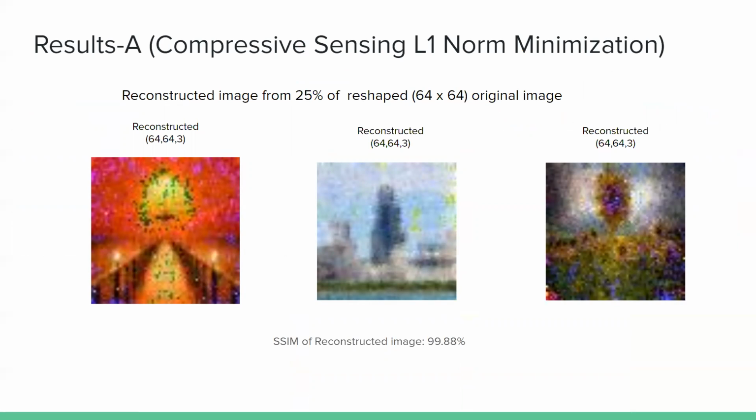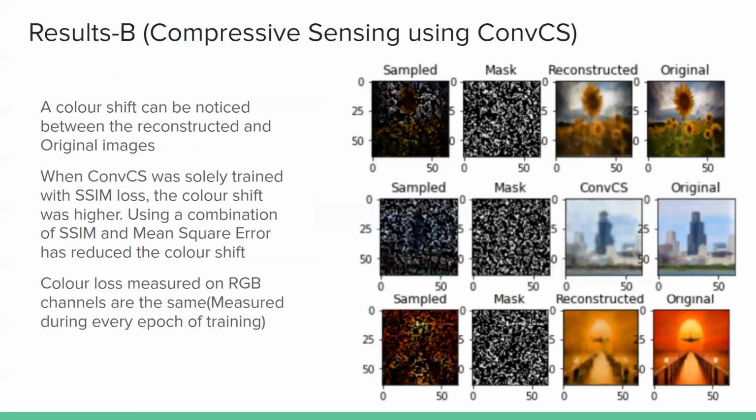The issue is when we try to do this with really low resolution input. For instance, this input has a 64 cross 64 input, which was being reconstructed using L1 norm minimization. We find these artifacts in each of these inputs, and the SSIM value for this reconstruction was found to be 99.88%. However, in our second method that we used, we found much better results.